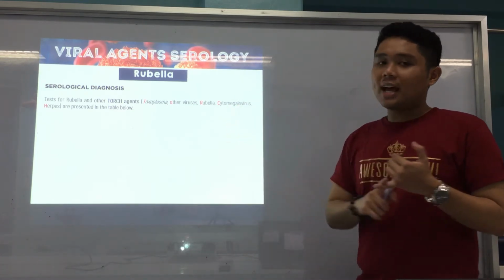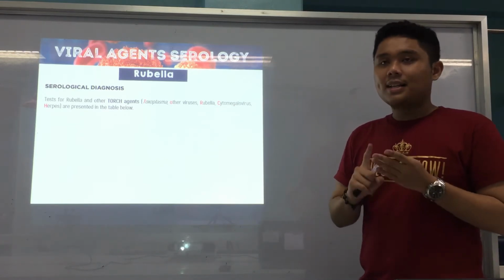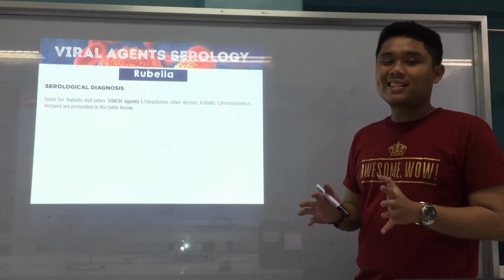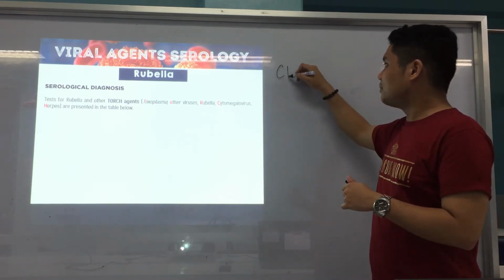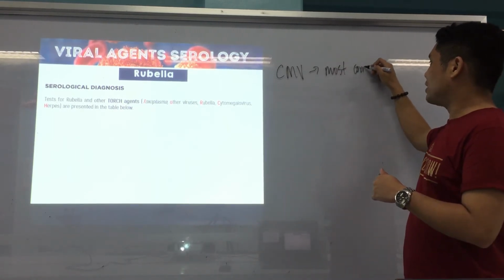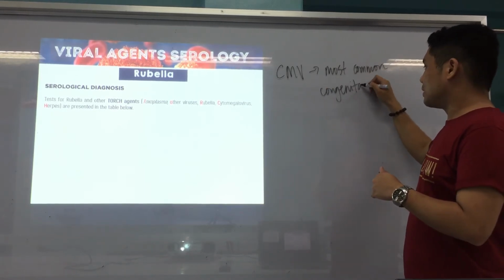So that's TORCH. T stands for toxoplasmosis, O for other viruses, R for rubella, C for cytomegalovirus, and H for herpes virus. And among the diseases mentioned, CMV, please take note, cytomegalovirus, is the most common congenital disease.